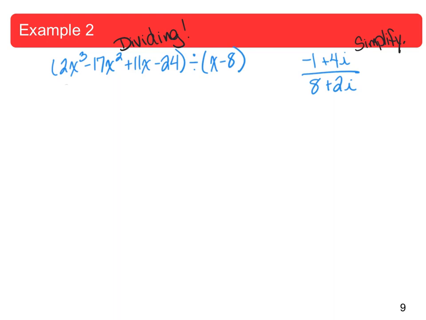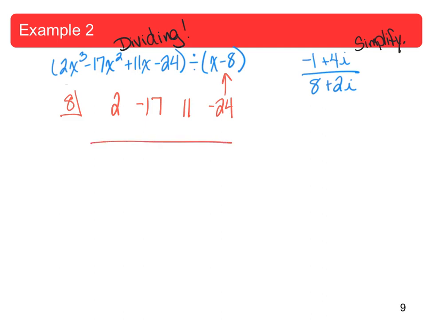Now, the thing that I want you to be aware of here, this right here is your factor. We have to get the solution that's associated with that factor, okay? And the solution that's associated with that factor is 8, okay? Then we look at the coefficients. I have 2, negative 17, 11, and negative 24. So I just write those down.